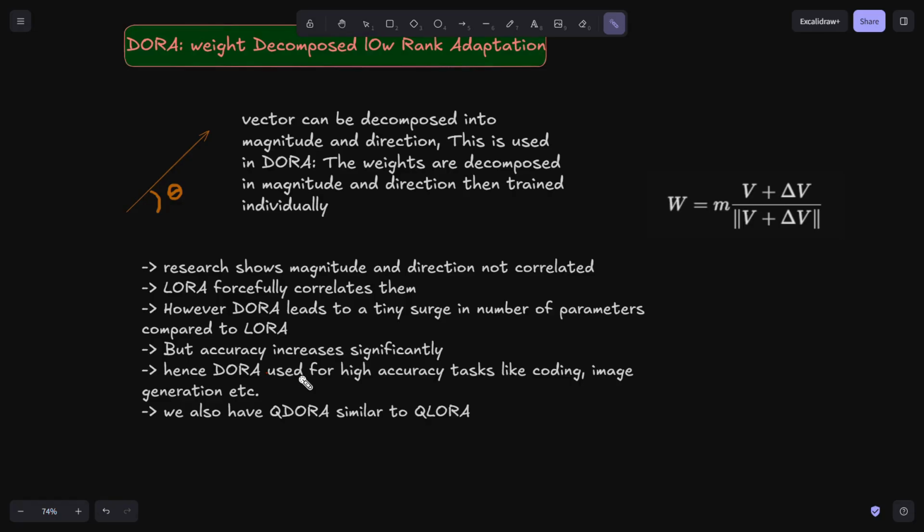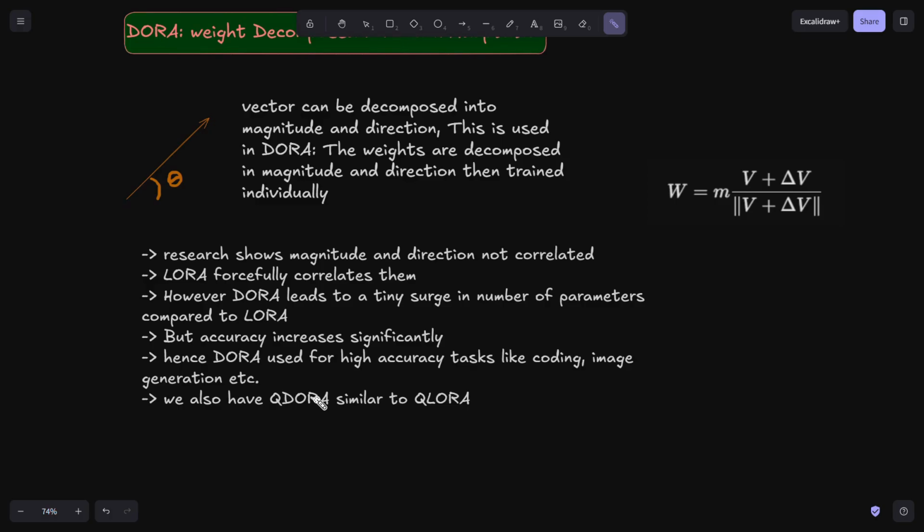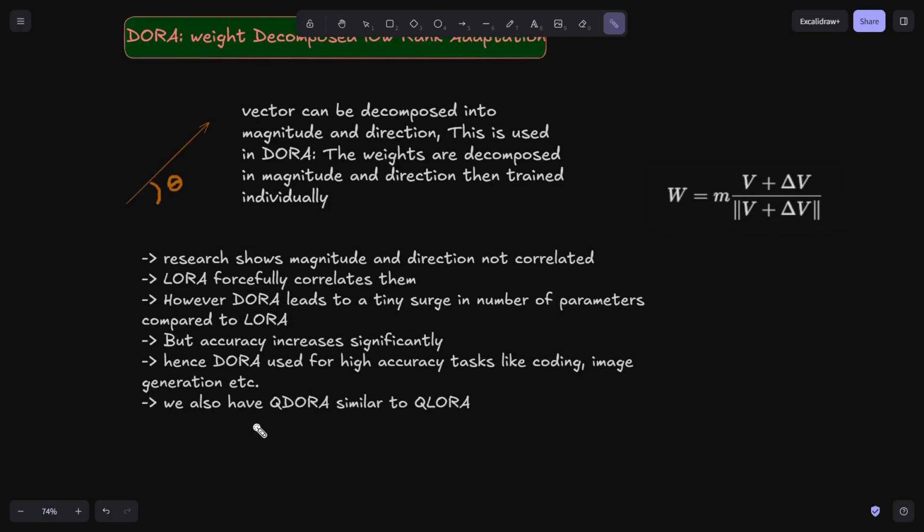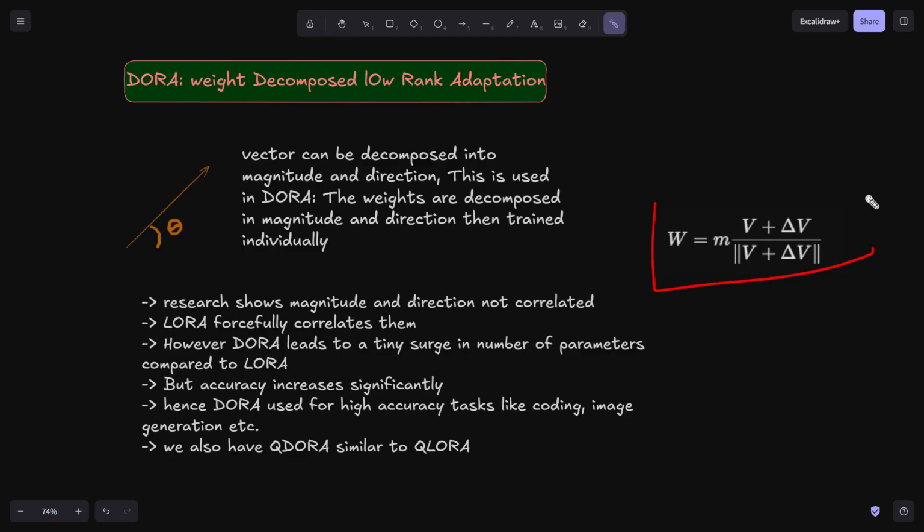So DoRA is used for pretty heavy tasks like coding, image generation and so on. And also we have QDoRA, just similar to QLoRA, wherein firstly quantization will happen, then vectors will be decomposed, then LoRA math would be used, and then again dequantization would happen. So things like that work. And this is the formula for combining these DoRA weights. So this is the magnitude, and then you have the angle parameter. Both of them are multiplied to get the weight.